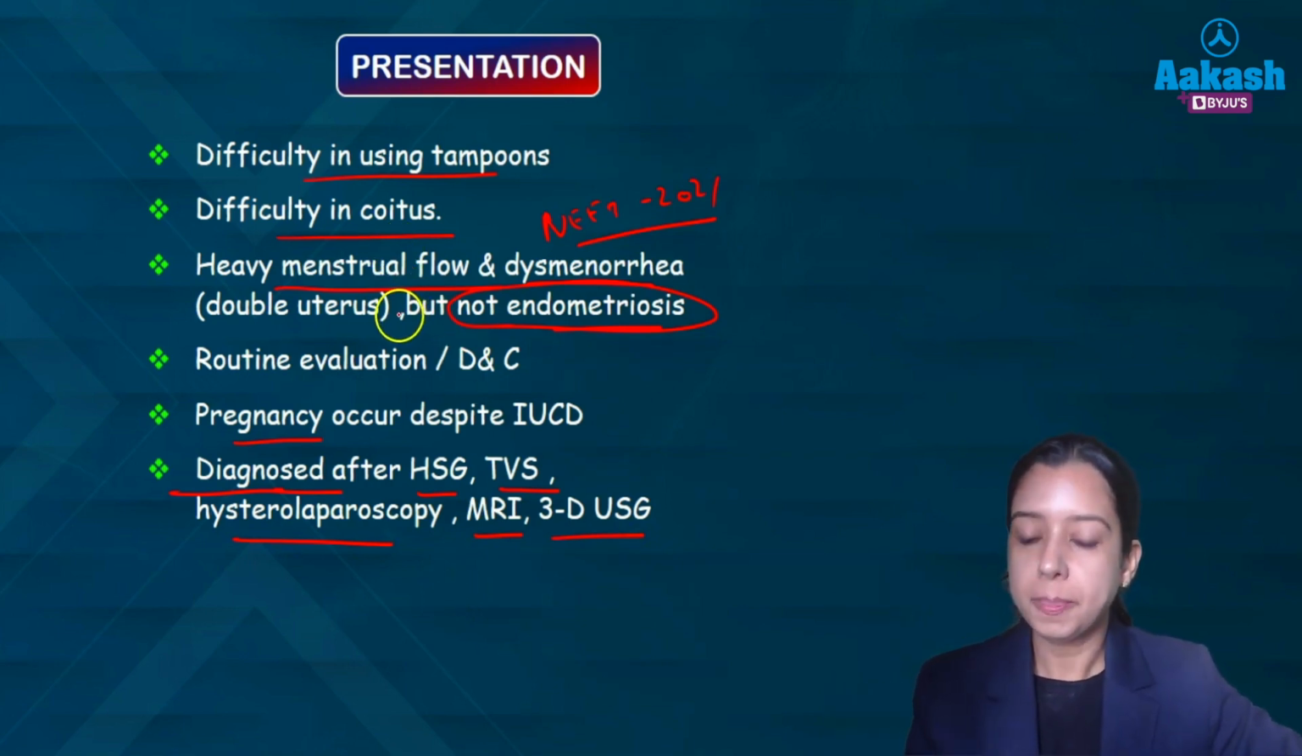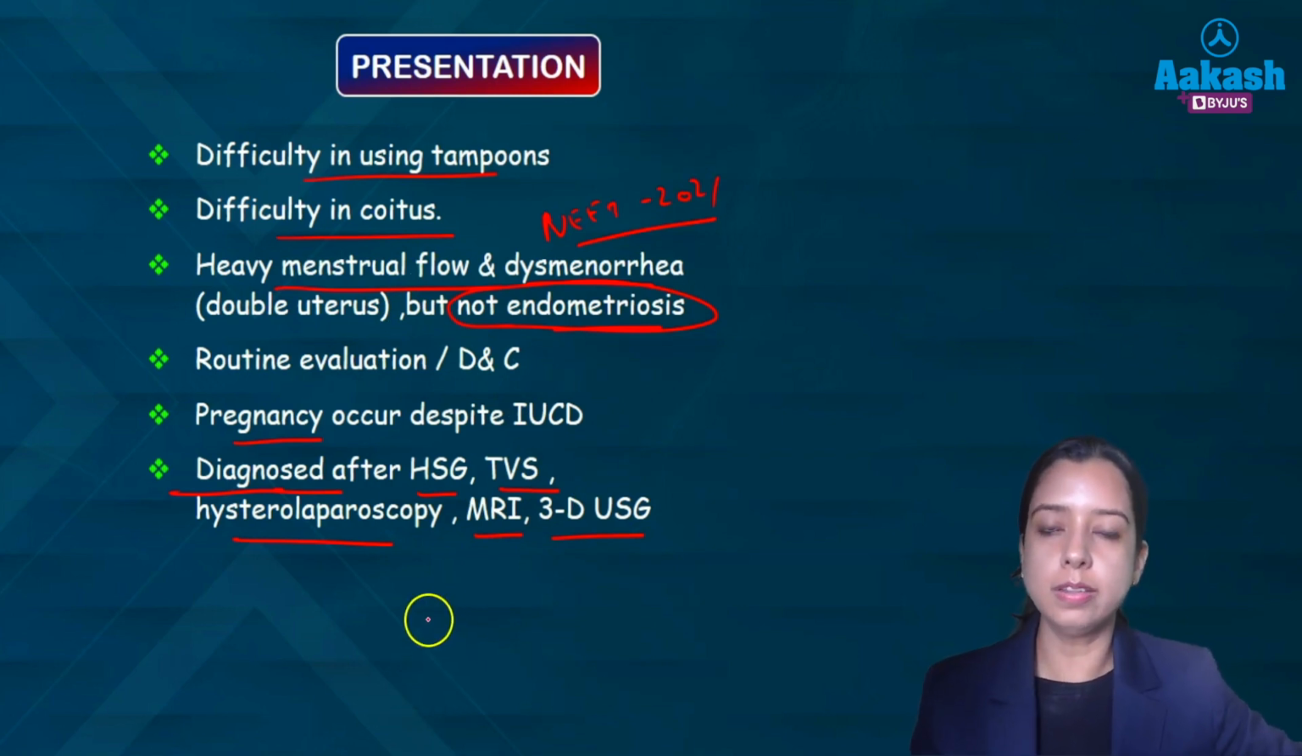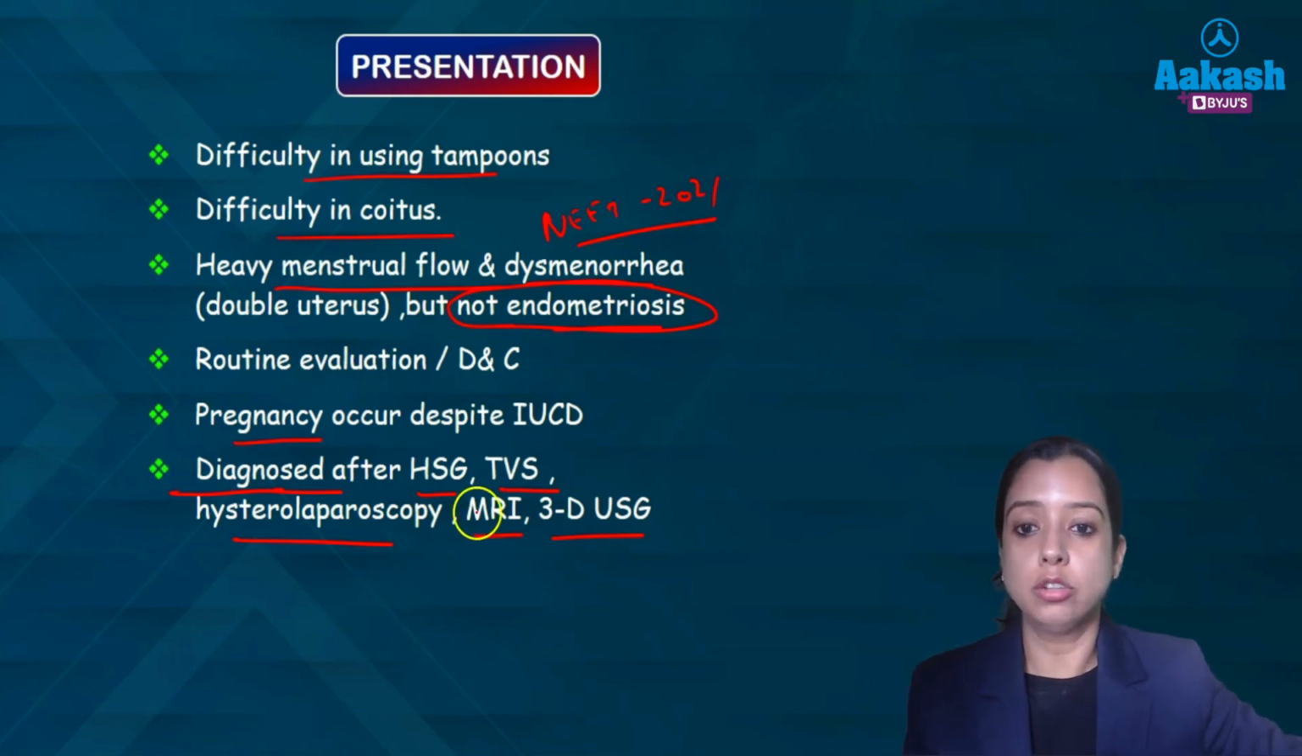So basically in INI, the question given was that a patient has unicornuate uterus, what all methods can be used for diagnosis. There were multiple methods given. You were supposed to choose 2 or 3. The options were TVS, X-ray, hysterolapro and falloposcopy.